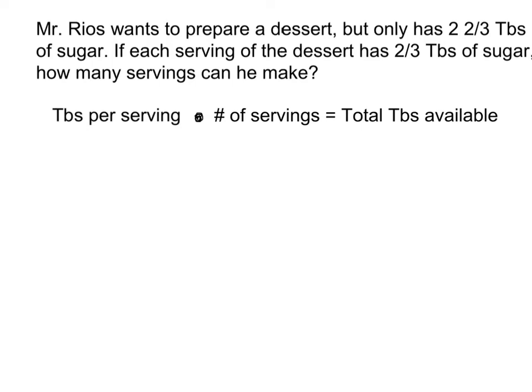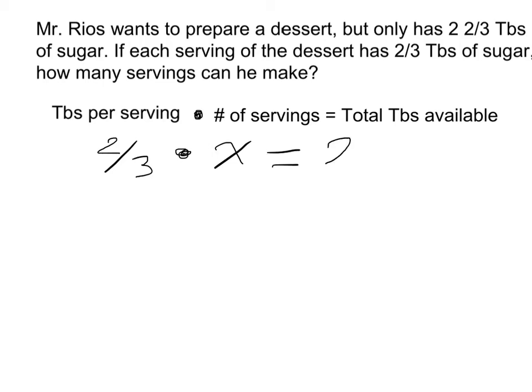Okay, so that's what we're thinking about in words, and then we have to put in symbols to represent what's going on. So the tablespoons per serving, we're told, are 2/3. Okay, let's try this again. So there are 2/3 tablespoons per serving times how many servings? Oh, I don't know. So let's use a variable to represent the thing we don't know. And that should equal the total of 2 2/3 that we have available. Okay, and then we think about how we're going to solve this.